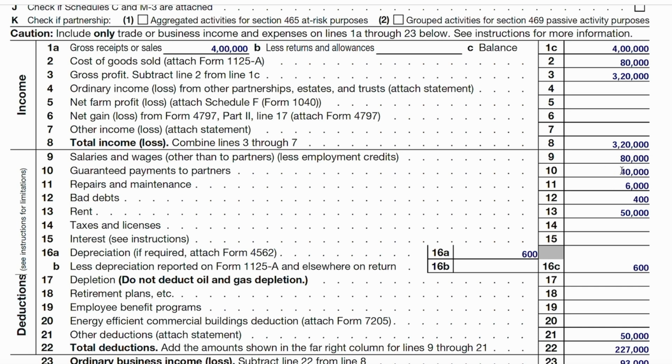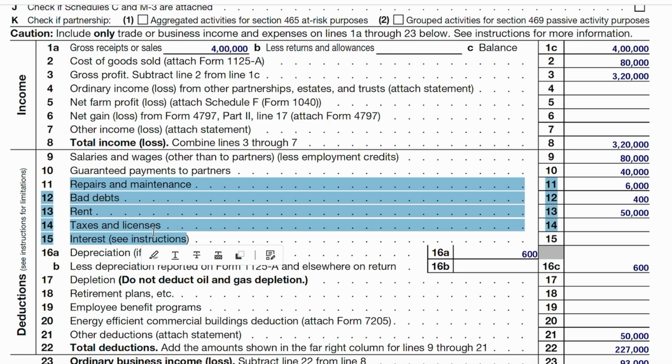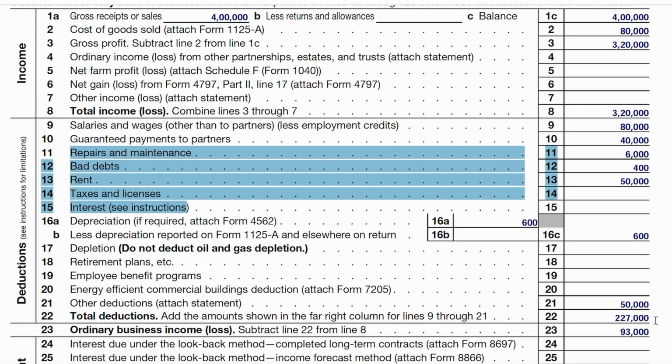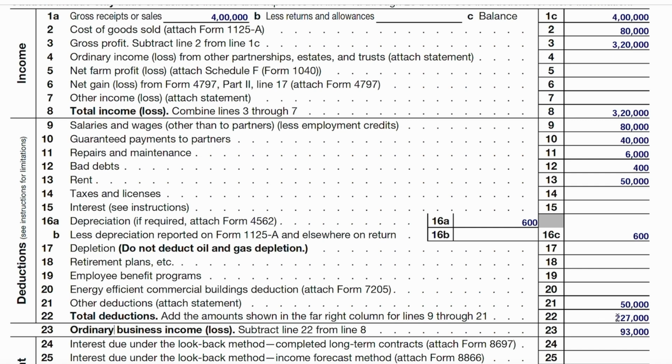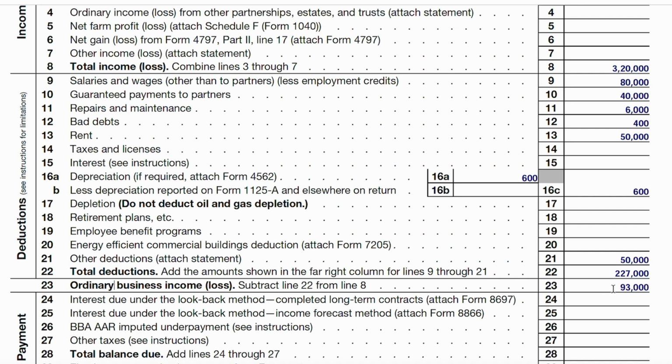So James will be getting this 40,000. James will pick up this 40,000 on his Schedule K-1. I will discuss what Schedule K-1 is in a little while, and then from Schedule K-1 this amount will flow to James's Form 1040, which is the individual income tax return, and James will pay tax on that amount. Now that we have discussed salaries and wages and guaranteed payment, there are other deductions as well which a partnership is allowed to deduct: repairs and maintenance, bad debt. After deducting everything, we have total deductions of 227,000.